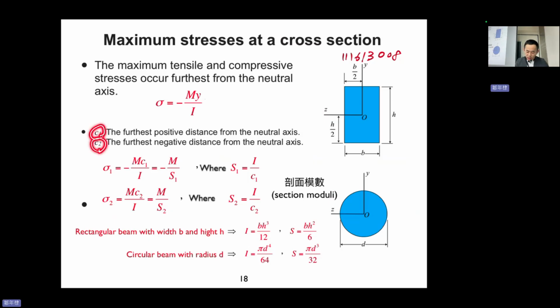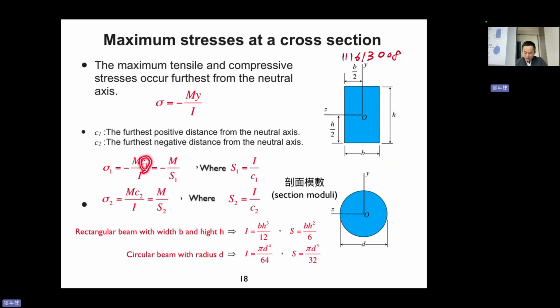C1 and C2 are the furthest positive and furthest negative, basically this and that. For a rectangle, it is half edge, half edge, half minus edge. That's it, so it's really simple.